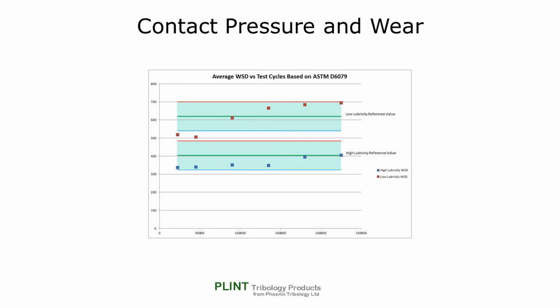Plotting the average of each pair of measurements indicates that, perhaps not surprisingly, all the high lubricity measurements fall within the reproducibility limit, indicating that once the initial wear has taken place, further cycles result in very limited additional wear. With the low lubricity sample, the average measurements for 90,000, 135,000, 180,000 and 225,000 cycles all fall within the reproducibility limit.